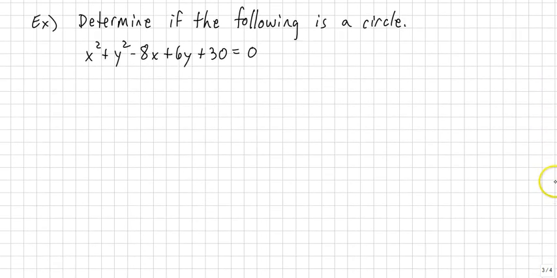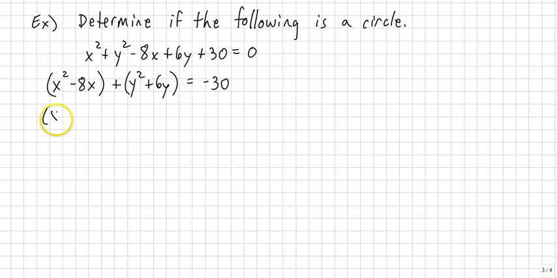Let's try that again. So let's see if this one represents a circle or not. So let's go ahead and put all the terms that have an x together. Let's put all the terms that have a y together. Let's move the constant to the other side so it's not in the way. And then we'll complete the square. So we take negative 8 divided by 2, get negative 4. Squared is 16. And then we do our subtraction.